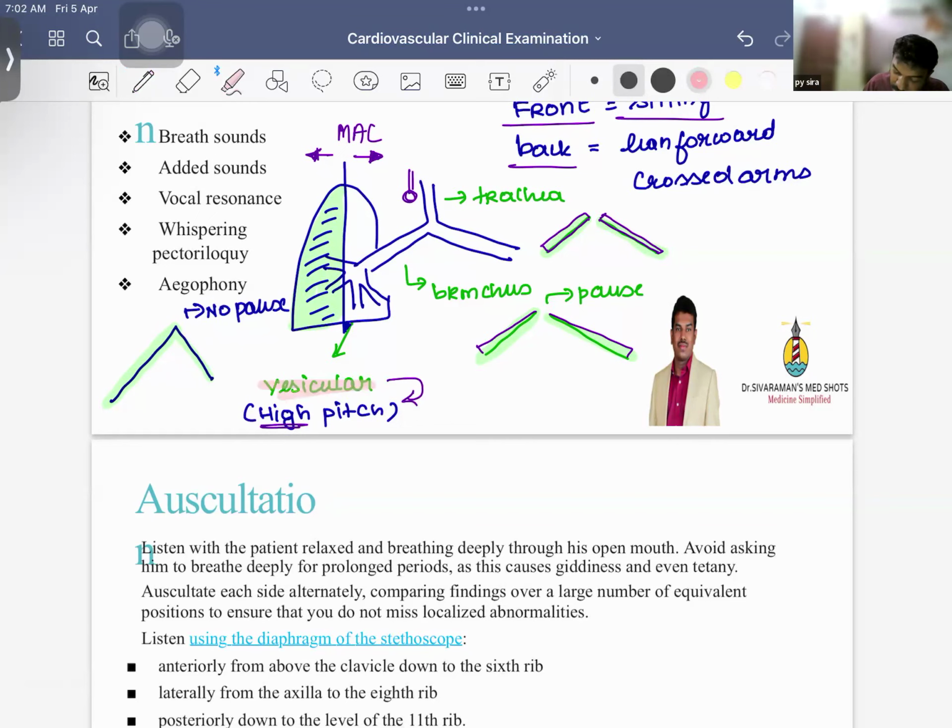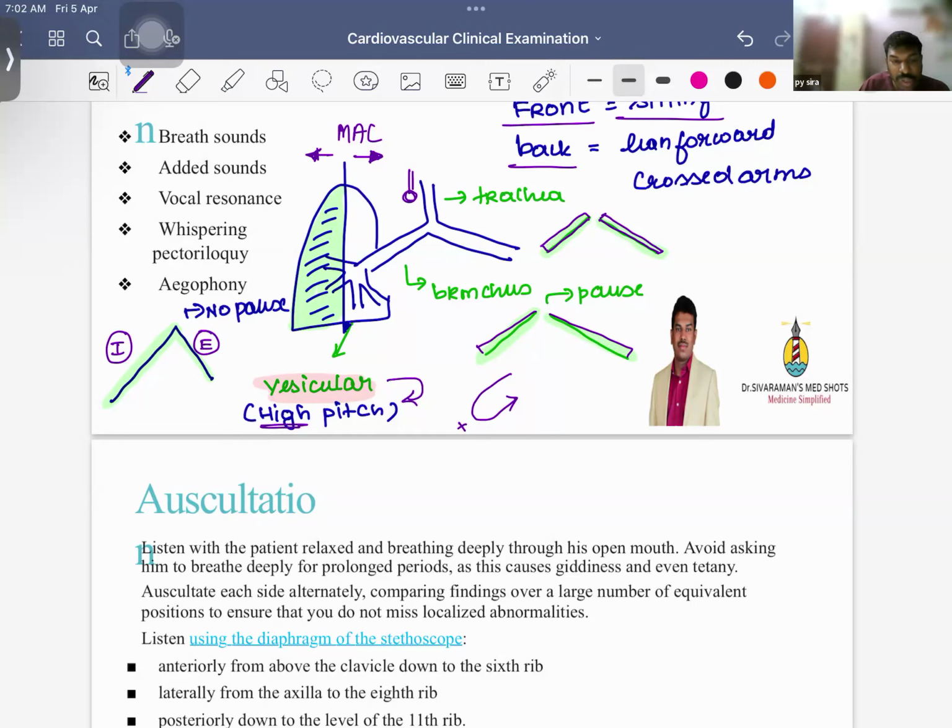Since the air is coming to the smaller airways and then it returns back, there is no pause here. This is the inspiratory limb which is longer, and this is the expiratory limb which is shorter. Okay, the expiratory limb is shorter. This is very important. This is going to show a relative highness.